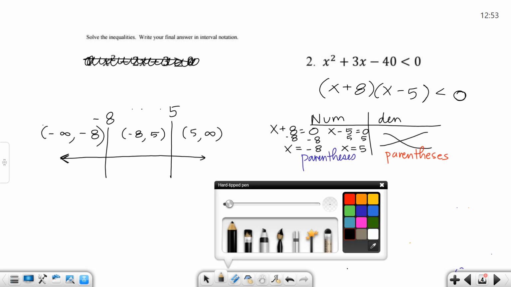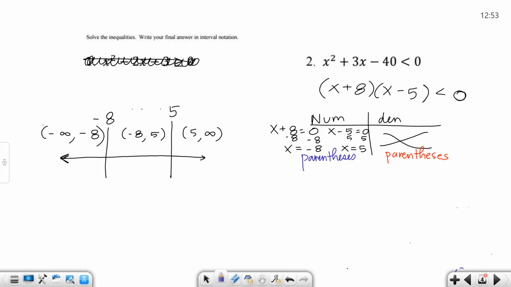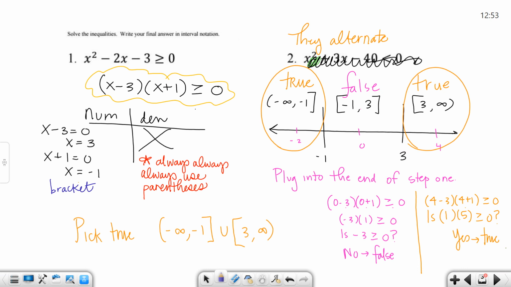Our next step is to pick a test point. Any number in this interval out here, I might choose negative 10. In here, I might choose 0. And over here, I might choose 7. And you'll say, now where are you getting these blue numbers? You can pick any number in that interval.